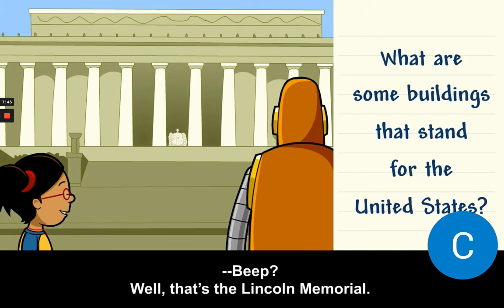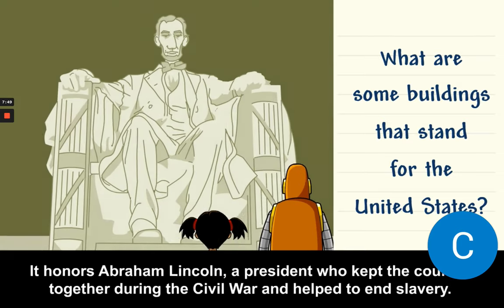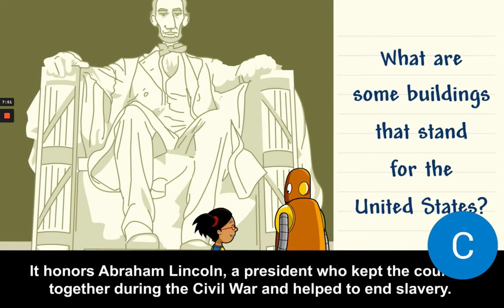Well, that's the Lincoln Memorial. It honors Abraham Lincoln, a president who kept the country together during the Civil War and helped to end slavery.